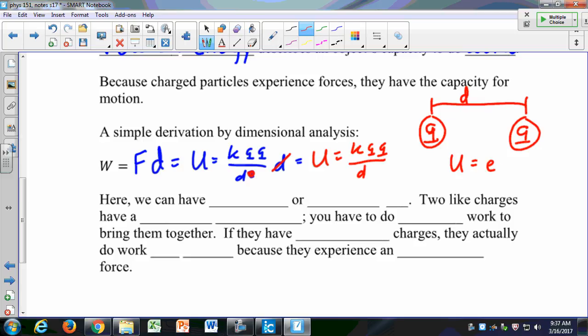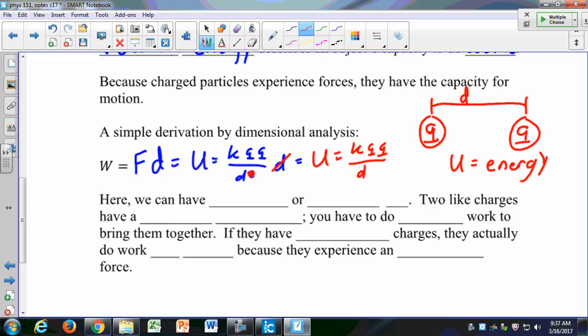and they contain this amount of energy. So U is equal to the potential energy. Again, you're not going to have to calculate it, so you don't need to worry about what K is. It's just a constant. But this energy is proportional to each of the charges. So if I increase this charge by a certain amount, then it increases the energy by the same amount. It's also inversely related. It's not an inverse square relationship, but it's an inverse relationship with the distance.